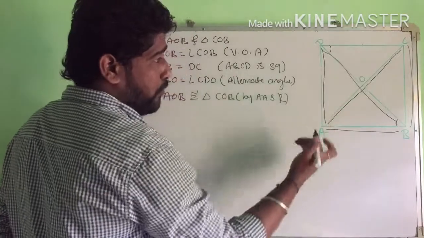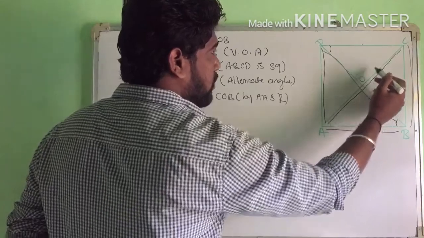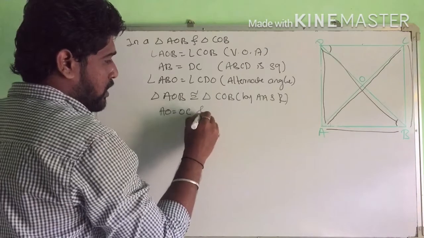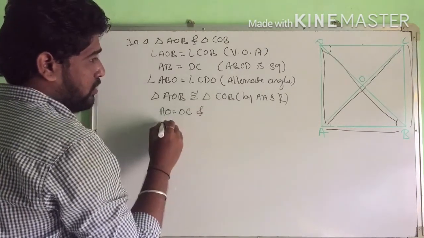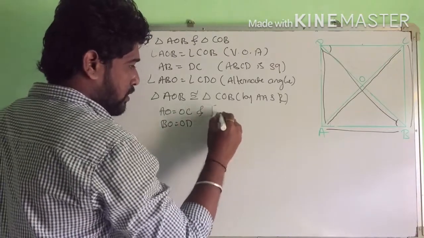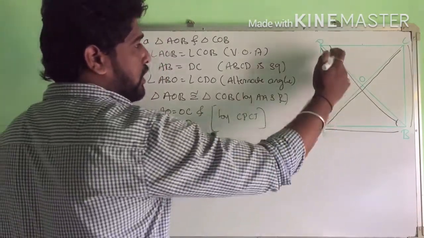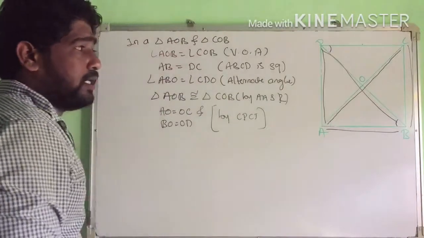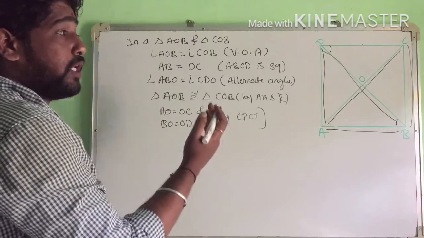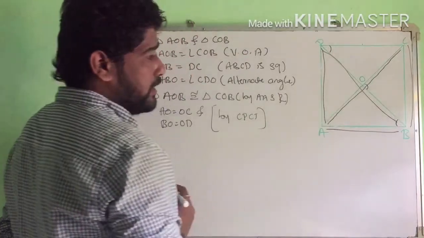So these two triangles are congruent to each other. It means their corresponding parts are equal. OD is equal to OB and OA is equal to OC. So AO is equal to OC and BO is equal to OD by CPCT. Right. So here we proved these sides are equal. It means they bisect each other. Now we want to prove they bisect each other at a right angle. It means here we want to show the angle is 90 degrees.